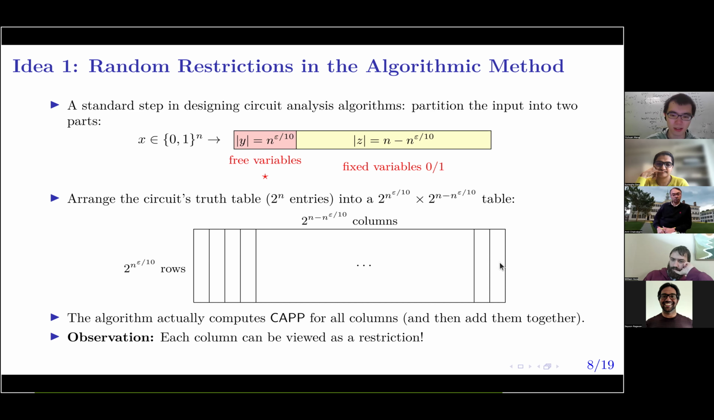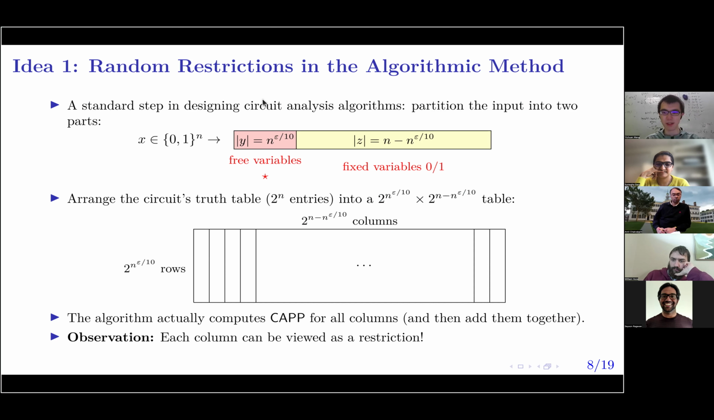So now in each column, the row index can be some arbitrary thing, so it corresponds to the free variables in the prefix. They can be arbitrary 0, 1, but its column index is some fixed value, so it corresponds to this long suffix. It is a fixed 0, 1 string.